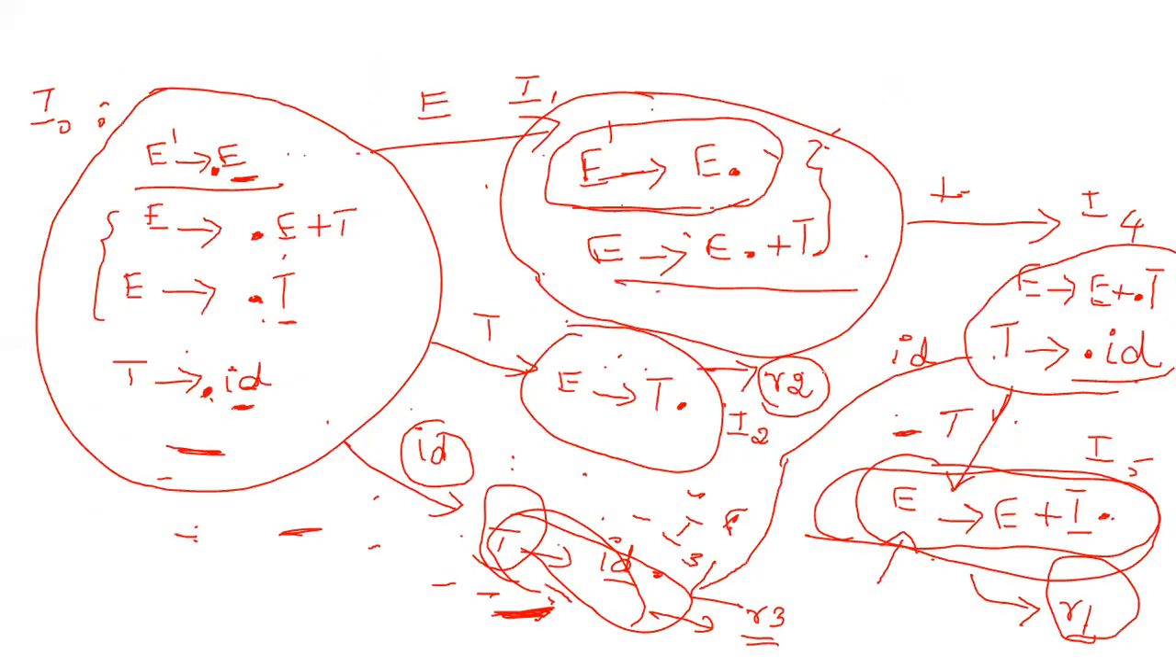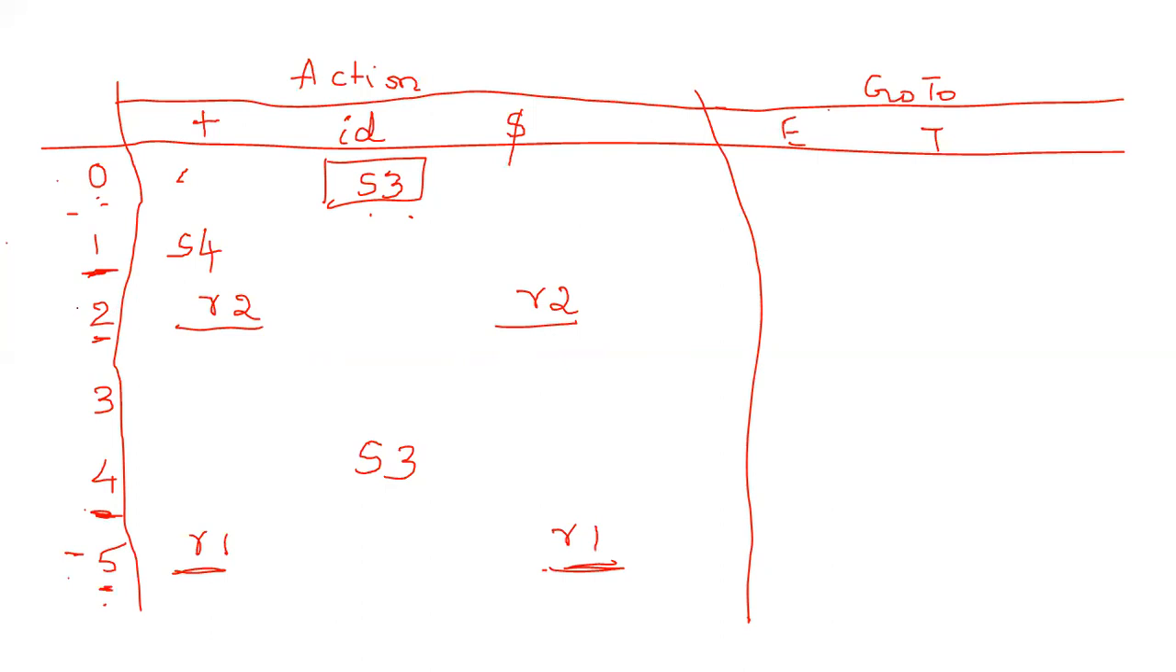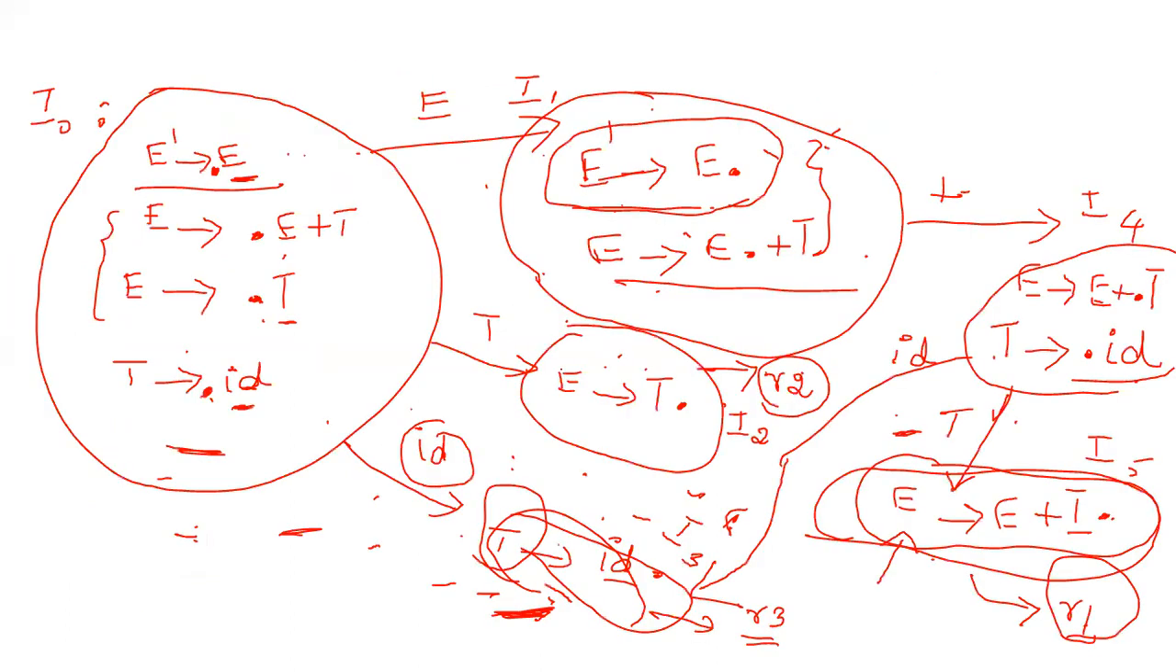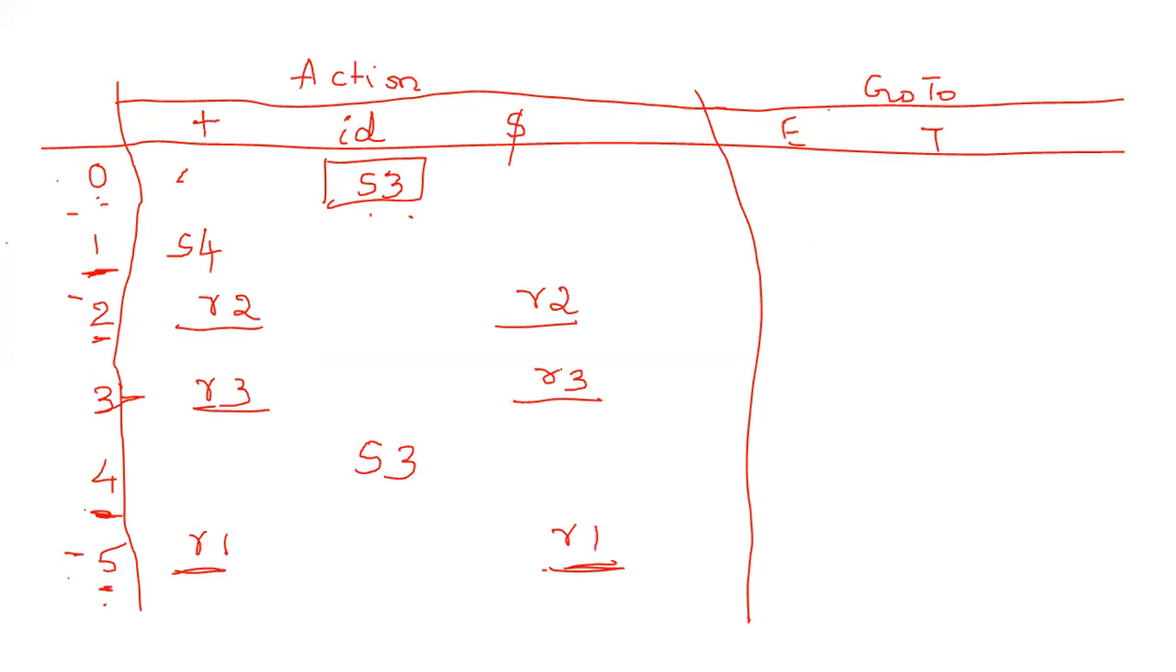Now, where do I have to fill R3? In state I3, in plus and dollar, R3. In the augmented grammar, we have added one more production, E dash implies E. It gets completed in I1, so for this augmented production, in 1 and dollar, we need to write accept.